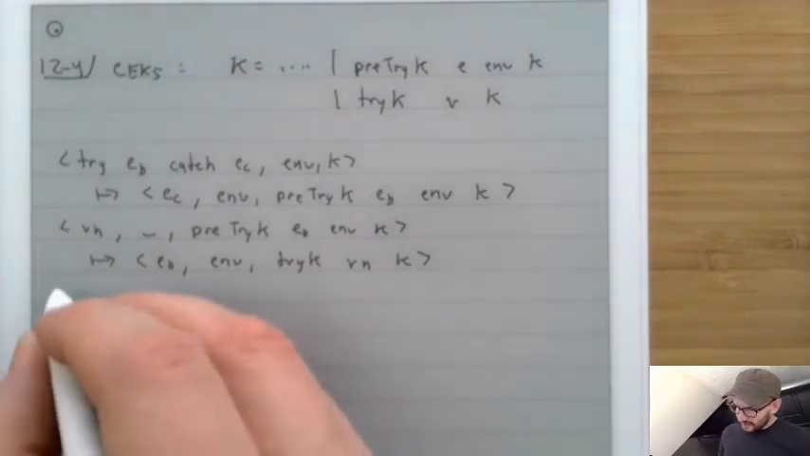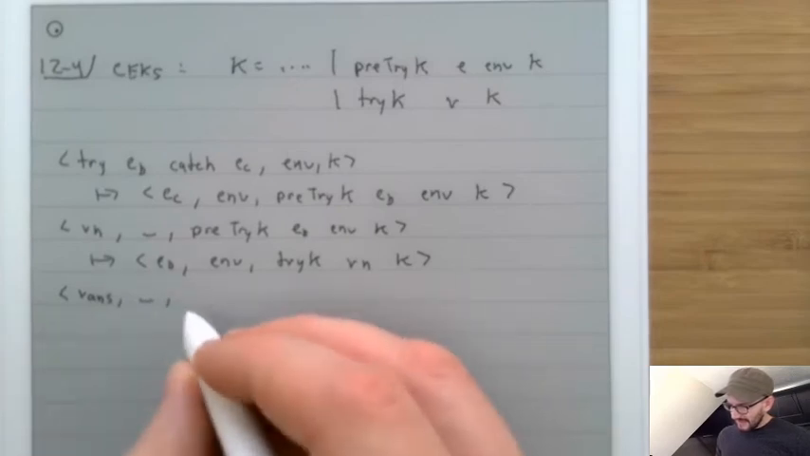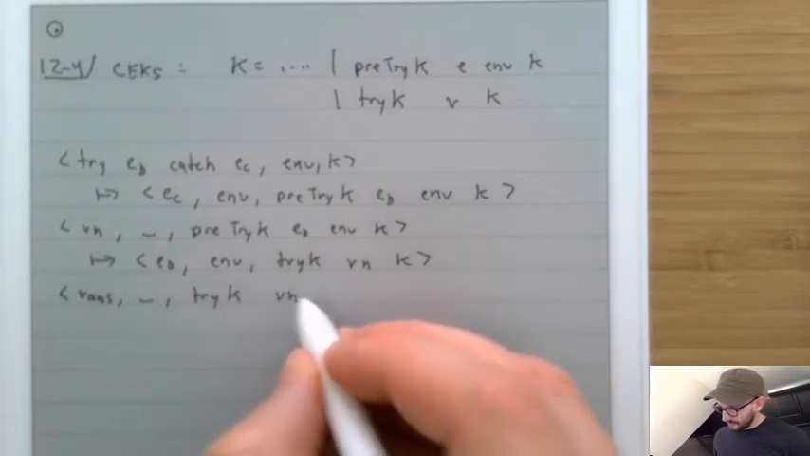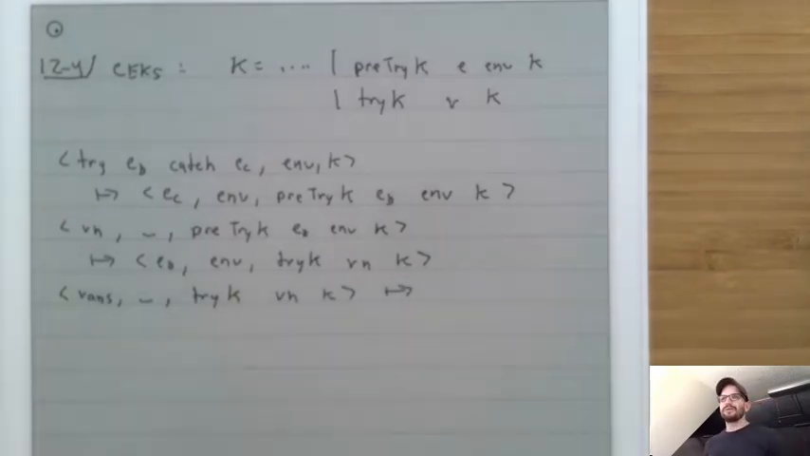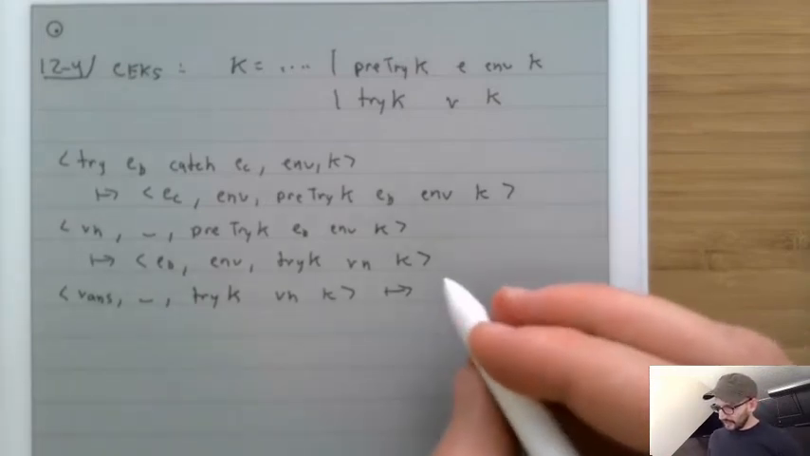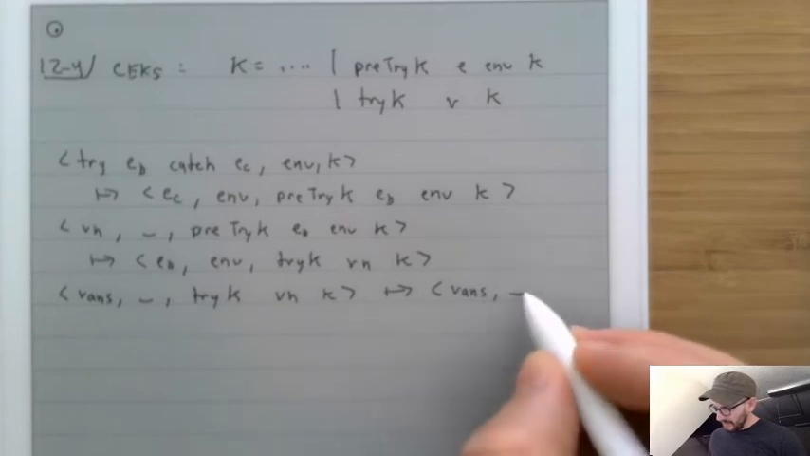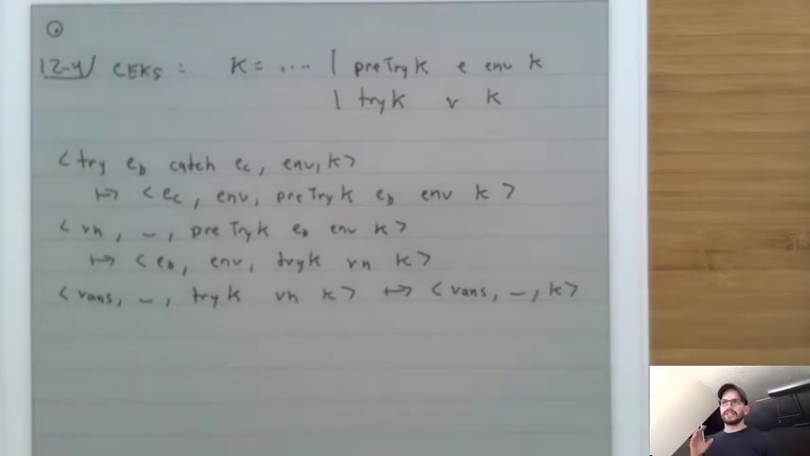Now imagine that we're evaluating and we get to the answer and there's a try continuation there. Well, in that case, there was no throw, so we don't care about it. So we just remove it. And so since we remove it, that means that we're going to return the answer, the empty environment, and the old continuation K. So that's the good case.